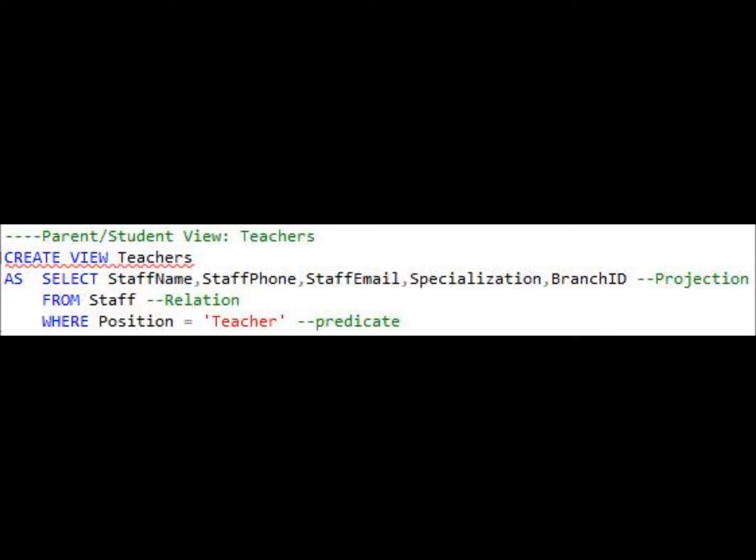Moving on to projection. Projection is about defining the types of data and the attributes that you want to show in the selected data. While selection is used to remove the rows that we don't want, projection is used to remove the columns we don't want.